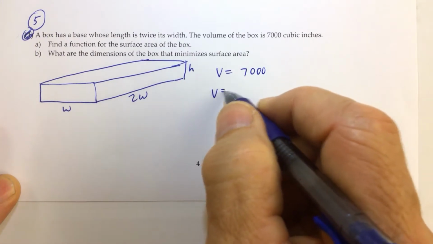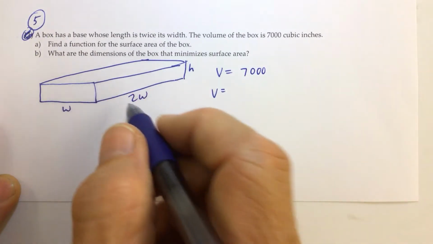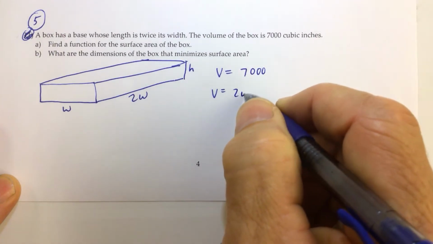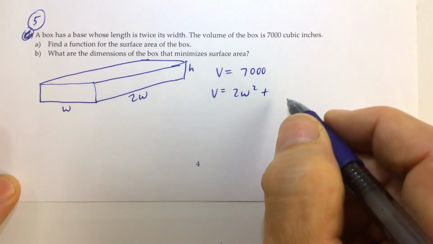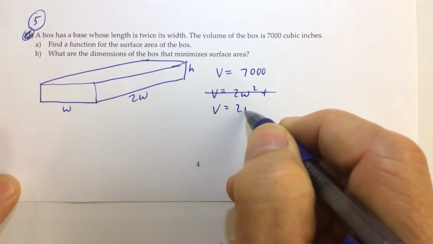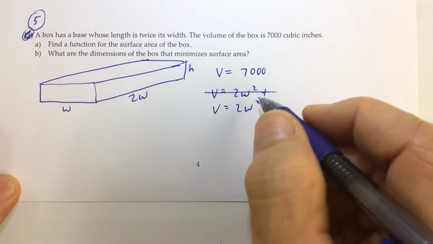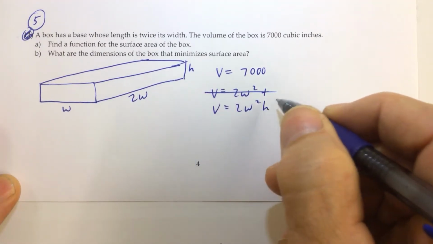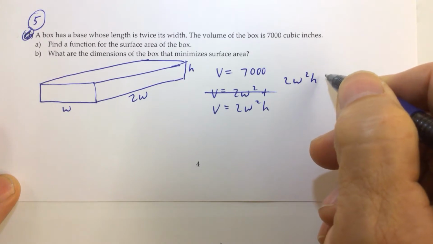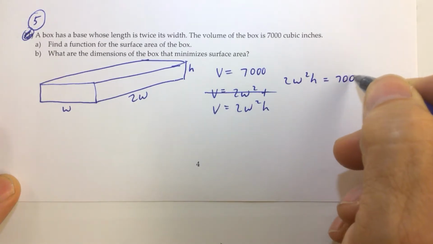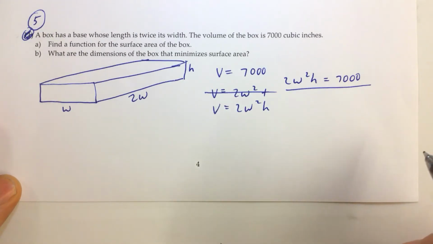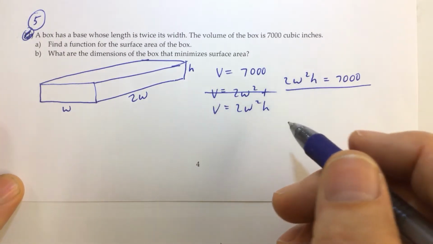And again, the volume of a prism, like you see here, is the area of the base, so that's 2w squared, times the height. The volume of the box is the area of the base times the height. And so we have 2w squared h has to equal 7,000. So those are our constraints. That's our relate step where we relate the two variables together.